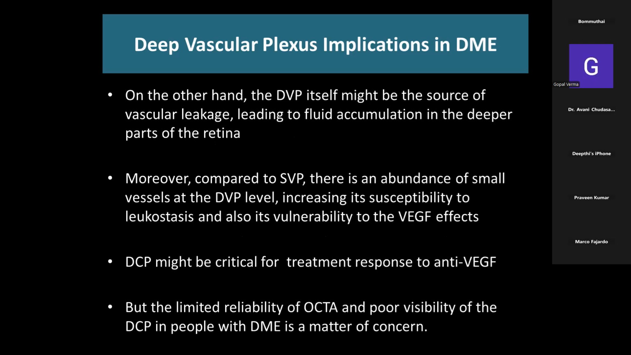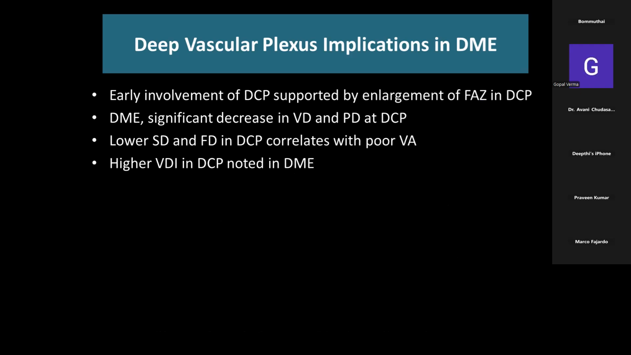Another important thing I told about the deep capillary plexus is that it consists of small caliber vessels when compared to the superficial capillary plexus, which has larger caliber vessels. The smaller the caliber of the vessels, the greater the chances of leukostasis, stagnation and occlusion in the deep capillary plexus. So you need to look at the deep capillary plexus, which might be critical in assessing the treatment response to anti-VEGF, because these small caliber vessels get affected in diabetic retinopathy much more severely than the superficial capillary plexus.